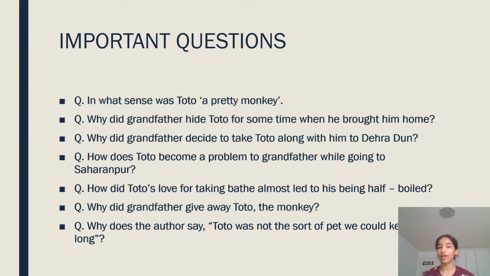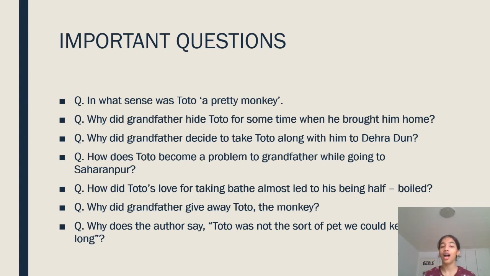Because Toto was being very mischievous and creating a lot of problems, like not letting other animals sleep when he was at the servant quarters, and also the fact that he started tearing curtains and breaking dishes. Grandfather thought it would be best to take Toto away from the house for some time.